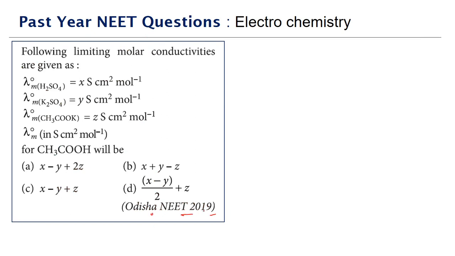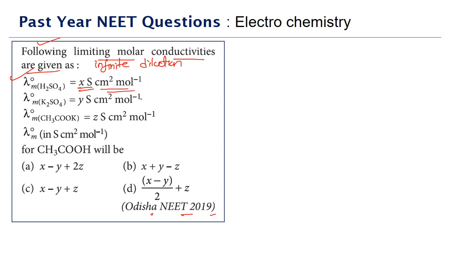Next we have a question that came in the 2019 NEET Odisha paper. This question is based on the Kohlrausch law. The following limiting molar conductivities are given. The limiting molar conductivity means the conductivity at infinite dilution. So the limiting molar conductivity of H2SO4 is X Siemens centimeter square per mole.